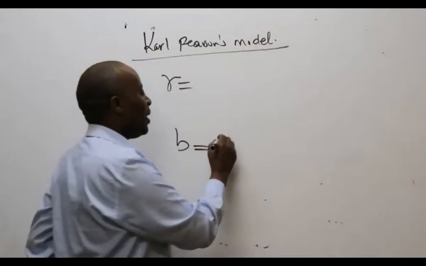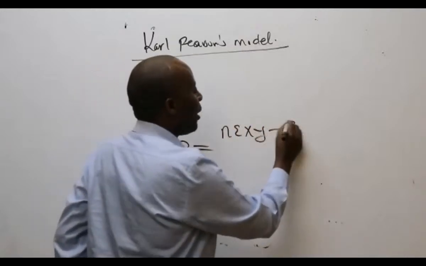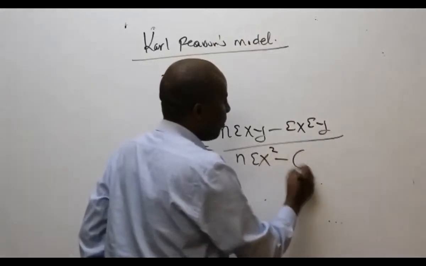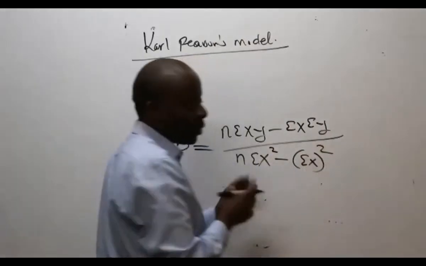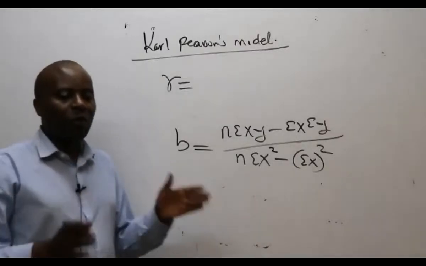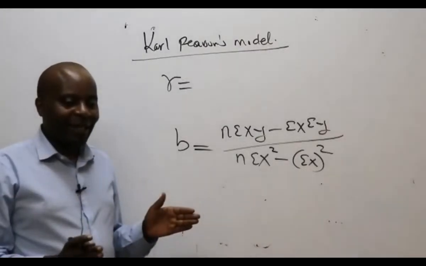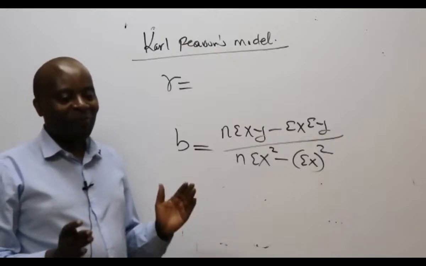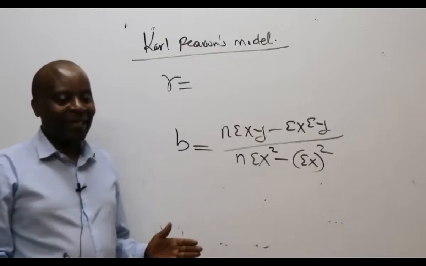I know that B equals n summation of xy minus sum of x, sum of y, all over n summation of x squared minus bracket sum of x squared. You have to cram this the way I've crammed it myself. That is the formula of getting B.